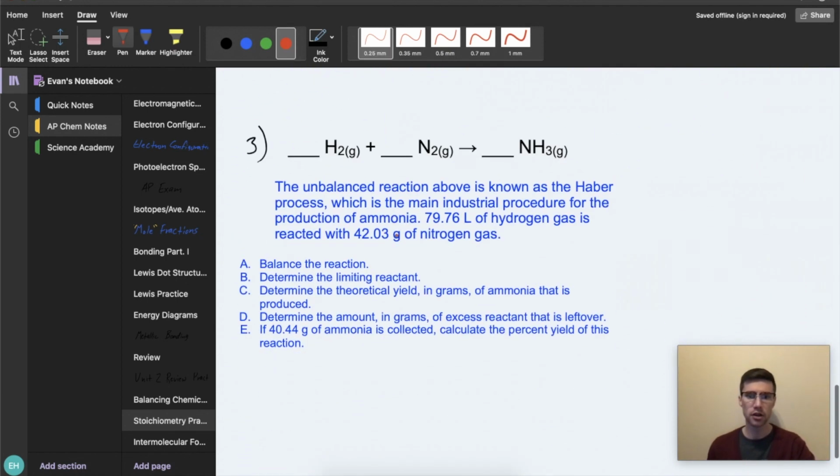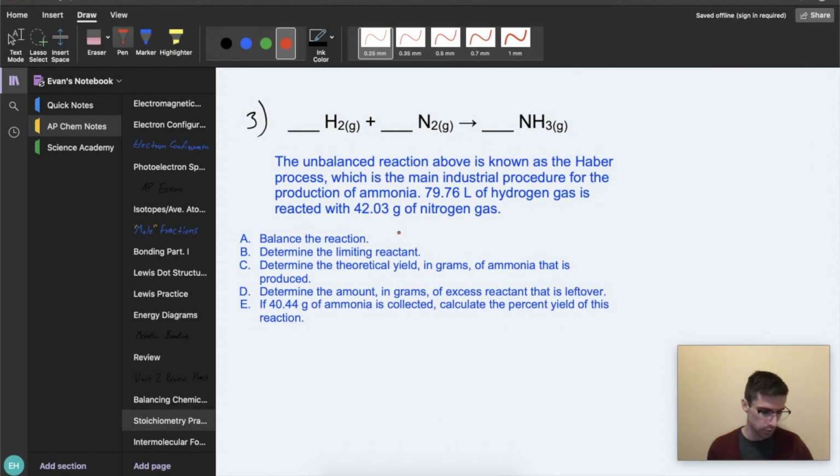All right, moving on. We've got one more problem to go through here, problem number 3. Now, this reaction is actually super cool. What the problem says is the unbalanced reaction above is known as the Haber process, which is the main industrial procedure for the production of ammonia. Ammonia gas is NH3. It's used in fertilizers and all kinds of other things. It's used in cleaning materials. So it's very widely produced all around the world.